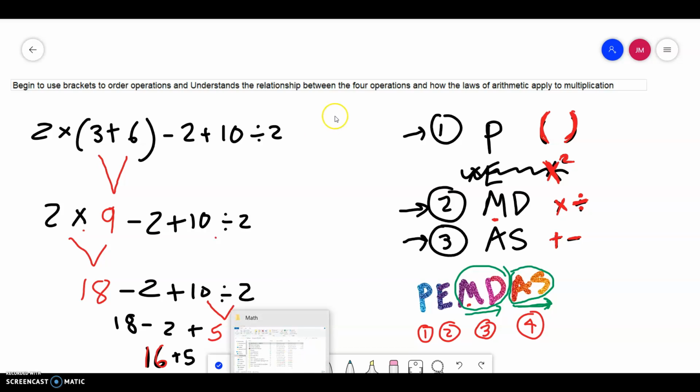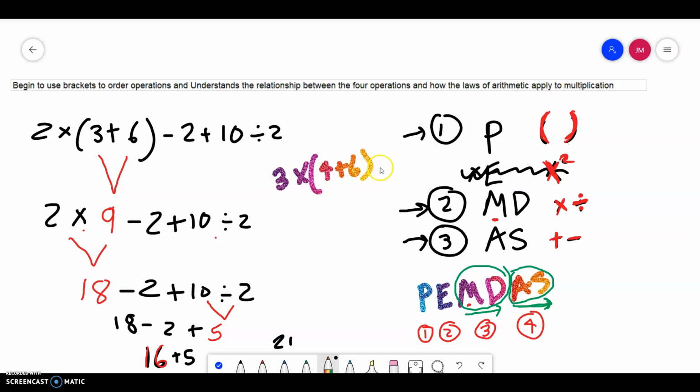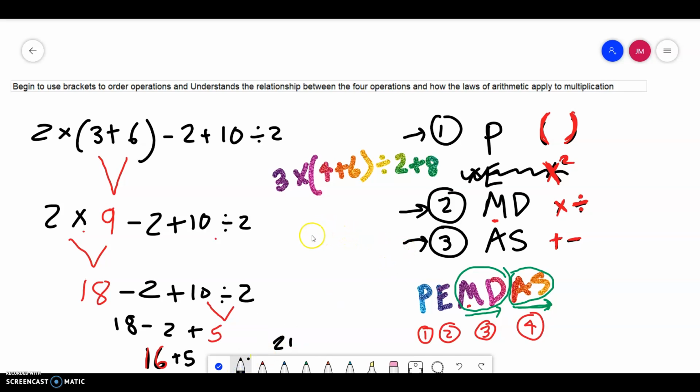So if I give you a problem similar to video 2, let's see if you can solve it. If I do something very similar, 3 times, let's see, 4 times, no, let's do addition inside of the parentheses: 4 plus 6, divided by 2 plus 8. So the answer to this one is going to be 23.